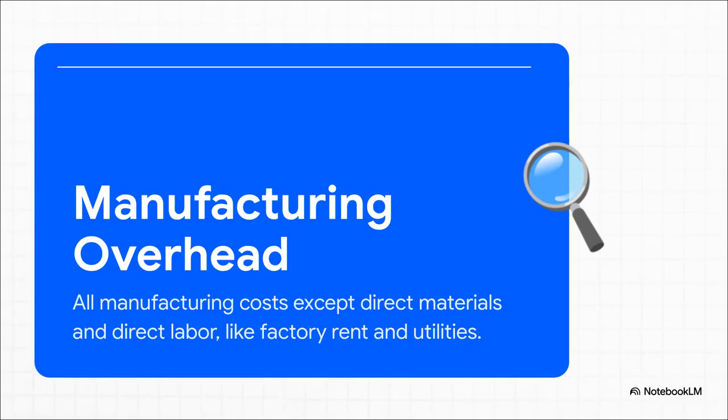So let's get official for a sec. Manufacturing overhead is basically every single cost to run the factory except for the main ingredients, direct materials, and the people physically making the product, direct labor. We're talking about the rent, the power to run the machines, the people who clean the floors, all the stuff that's absolutely essential but isn't physically part of the finished product.